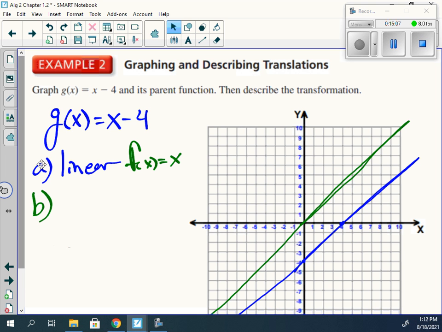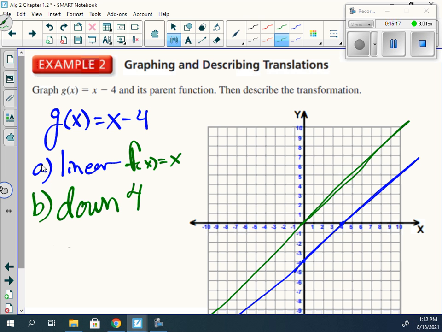Since it's negative 4, it's moving down 4. So it tells us that this is moving down 4 from its parent function, because the parent function was just x. So when we have x minus 4, it moves the whole function down 4 units. If we look at this here, 0, 0 is where it started. 1, 2, 3, 4. All of these will have a distance of 4 from the original point to the new point.